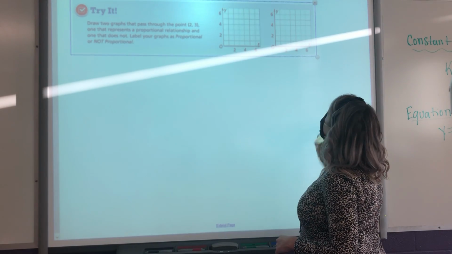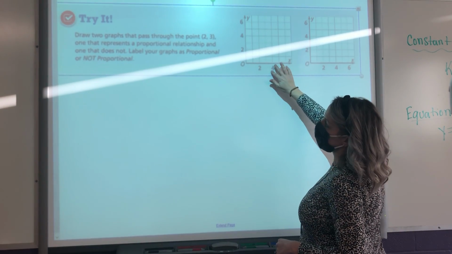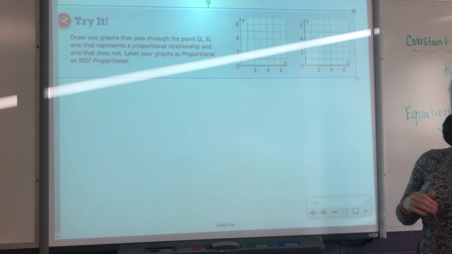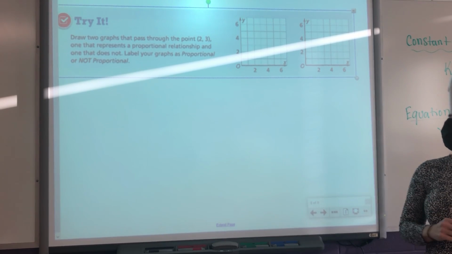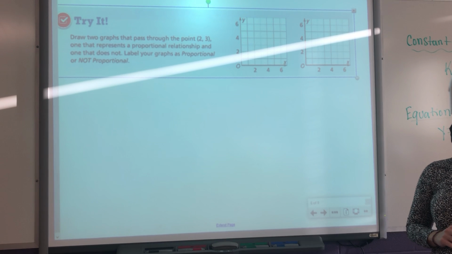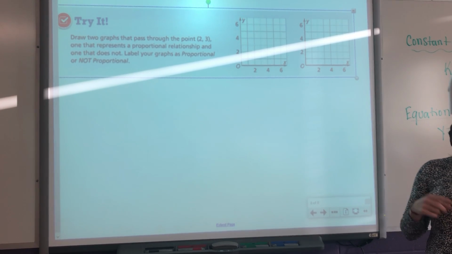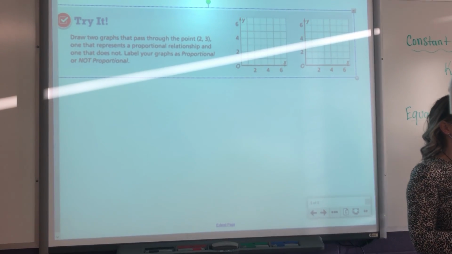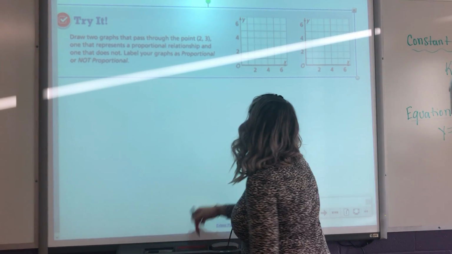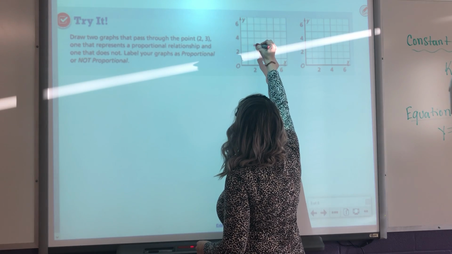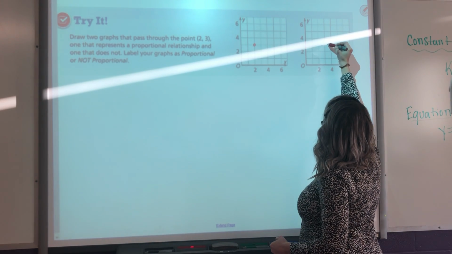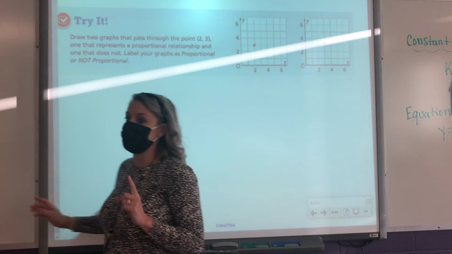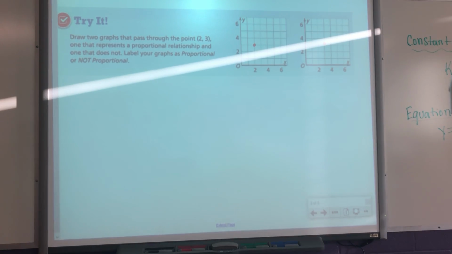Okay, so this one here. Draw two graphs that pass through the point 2, 3. One that represents a proportional relationship and one that does not. Label your graphs as proportional or non-proportional. Okay, so it's got to go through the point 2, 3. And one has to be proportional and one has to be non-proportional. So I want you to do that right now.